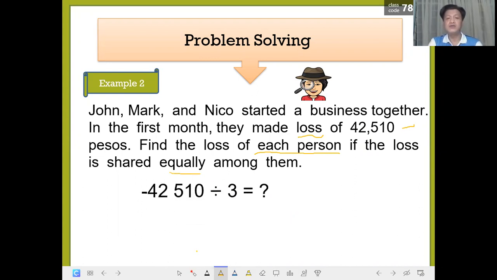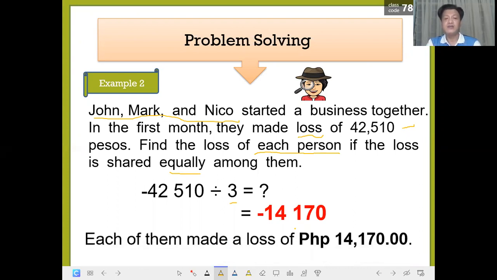Okay, with that, our solution is negative 42,510 divided by 3. Okay, saan ang galing yung 3? Kasi nga tatlo po sila, si John, Mark, and Nico. So with that, what is the value of that? Or what is the amount? That is negative 14,170. Ibig sabihin niyan, yan ngayon yung sagot natin. Each of them made a loss of 14,170 pesos.